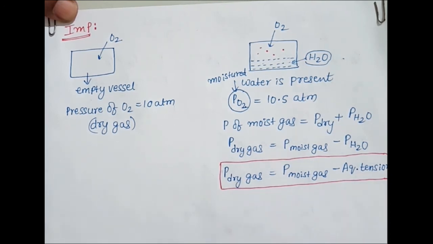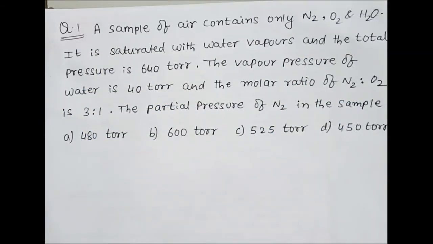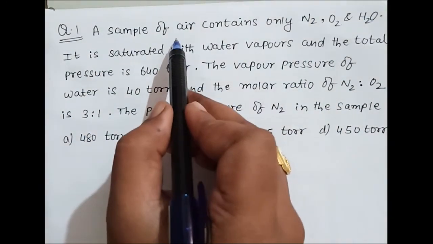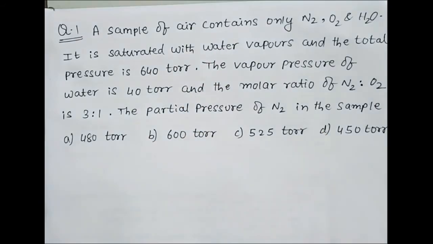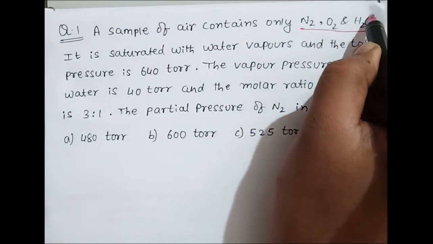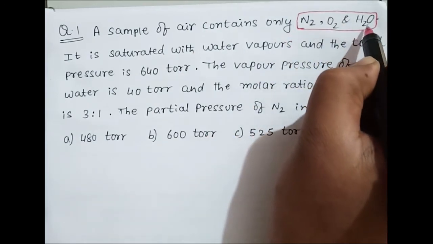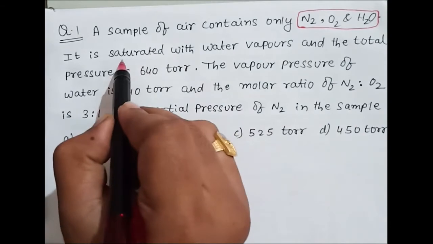Now to understand this, I'll explain some numericals so you will understand it more clearly. Right. This is the question with me. You see, a sample of air contains N2, O2 and H2O. You see, they said H2O, which means you are talking about water, so which means a saturated solution.